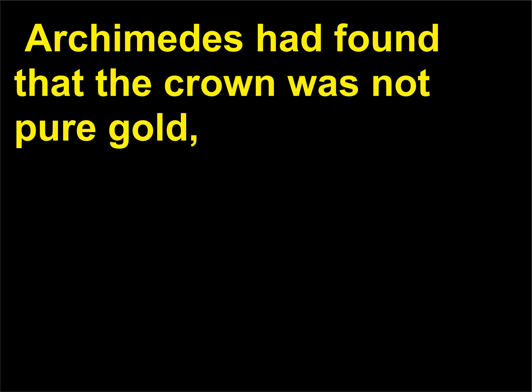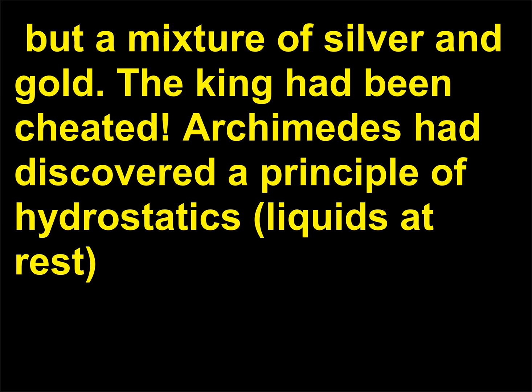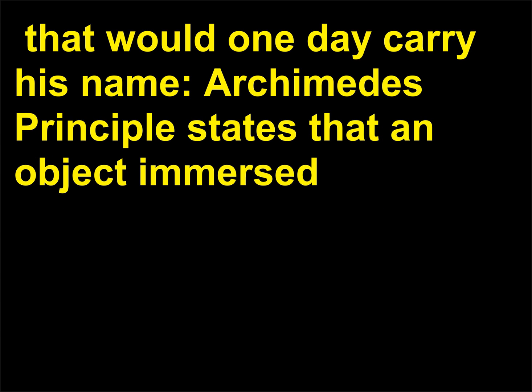Archimedes had found that the crown was not pure gold, but a mixture of silver and gold. The king had been cheated. Archimedes had discovered a principle of hydrostatics, liquids at rest, that would one day carry his name.